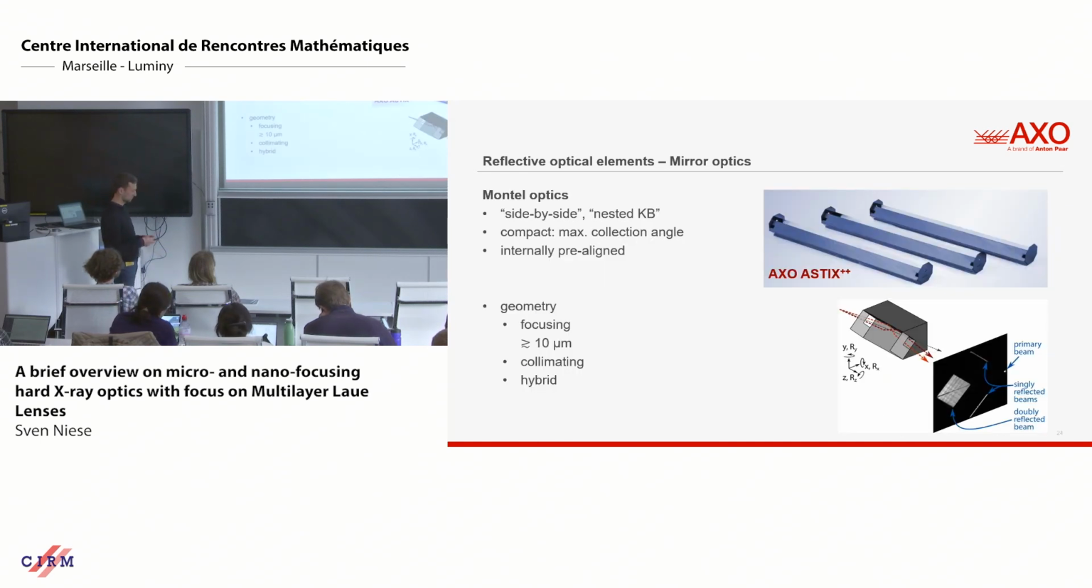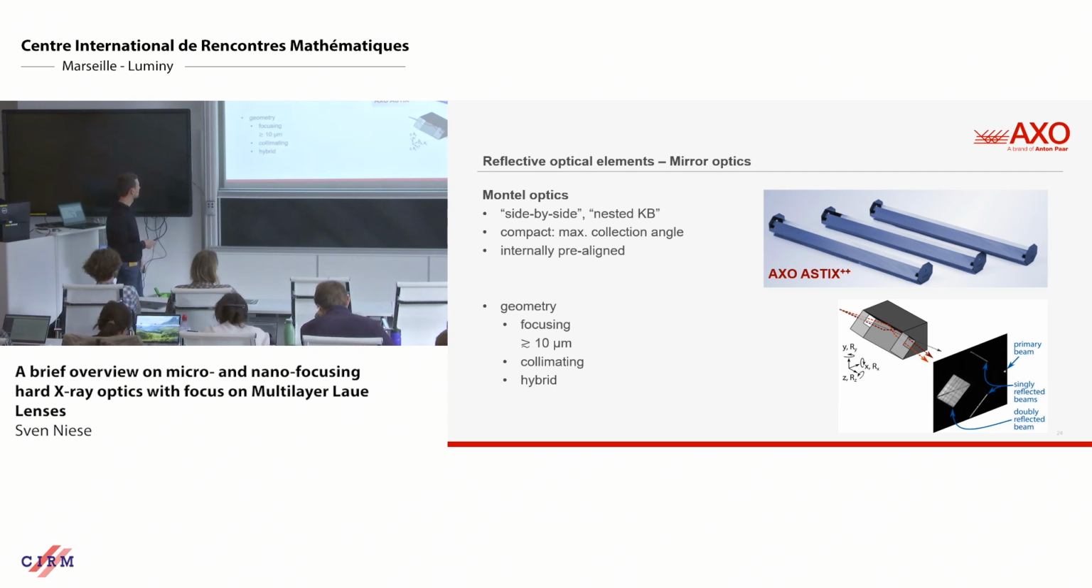Montel optics, sometimes called side-by-side optics, nested KB optics, or, as we call it, ASTICS. That's kind of a KB optics, but you put the two side by side. You have a little gap between the optics, and one half of the beam first hits one surface, then the other, and vice versa. This allows focusing down to 10 microns, probably below.